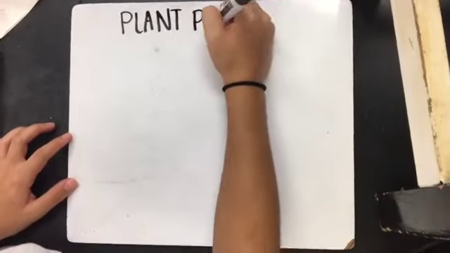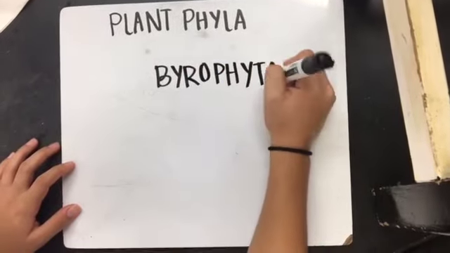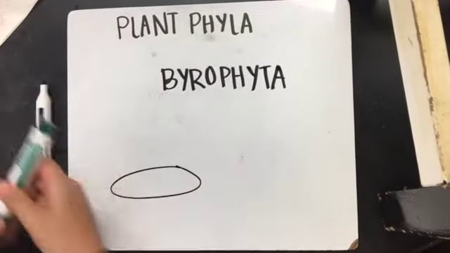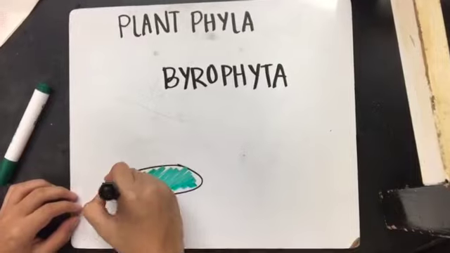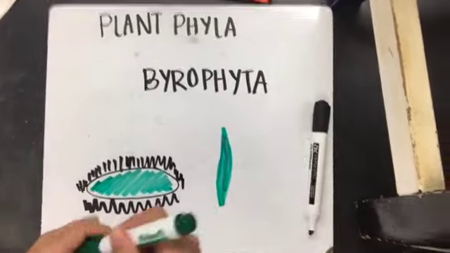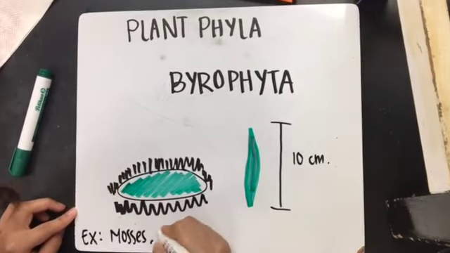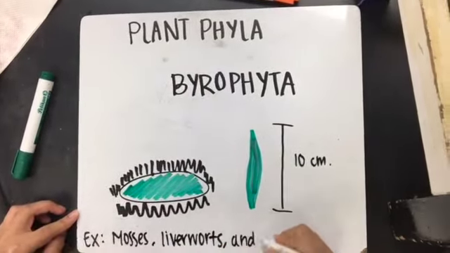Plant phyla, Bryophyta. They usually grow from 1 to 10 centimeters tall. They grow mostly all together in damp or shady locations, such as swamps and moors. Some examples are mosses, liverworts, and hornworts.